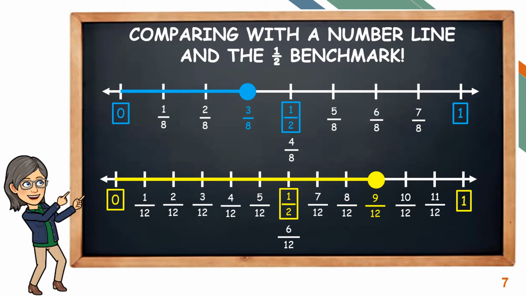We can see that 3/8 is less than 1/2 and that 9/12 is greater than 1/2. So again, 3/8 has to be less than 9/12.